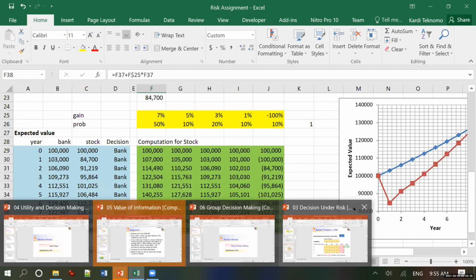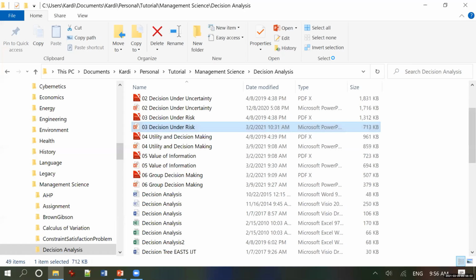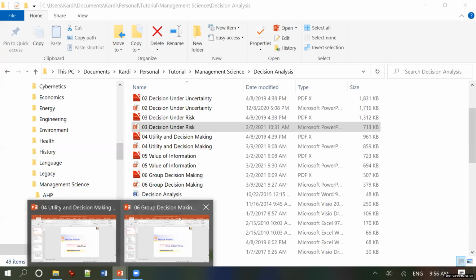So any question about decision under risk and value of information? If not, we can continue with the new topic about utility and group decision making today. Is there any question? By making the assignment, you will have doubt, right? You start to think because now you see the real problem that you're facing. Okay, so let's continue.